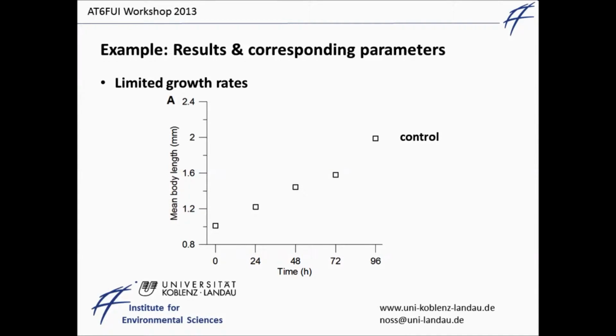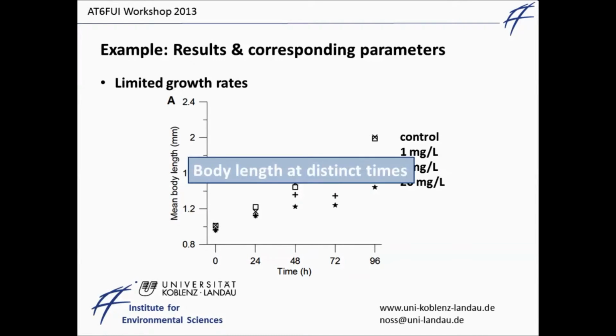The untreated animals had an almost linear increase in size with time. A similar growth was observed for a treatment containing 1 mg per liter of nano-sized titanium dioxide. But smaller Daphnia were detected after 3 days of the experiment if the animals were exposed to 5 mg per liter. And the same for the exposure to 20 mg per liter. Please note and keep in mind that one has to precisely measure the body length at distinct times to estimate the growth rate.